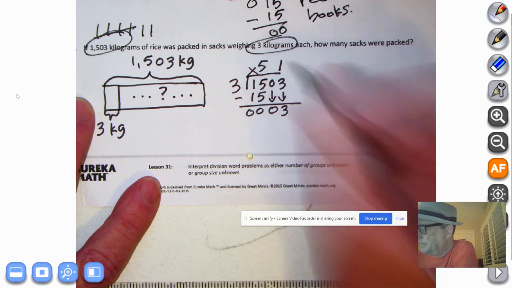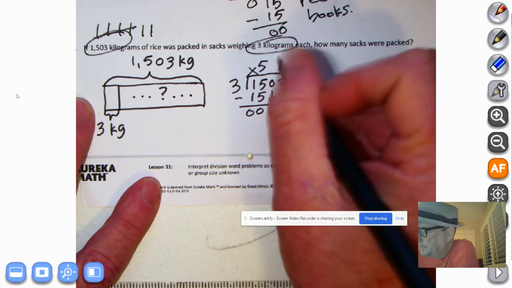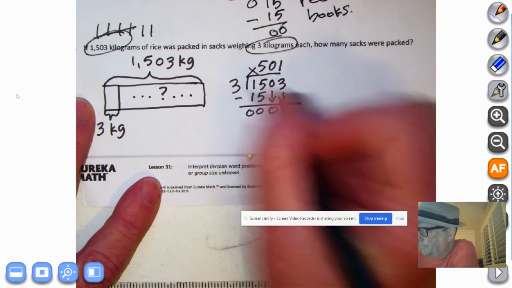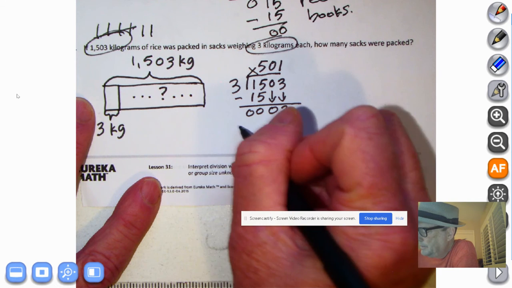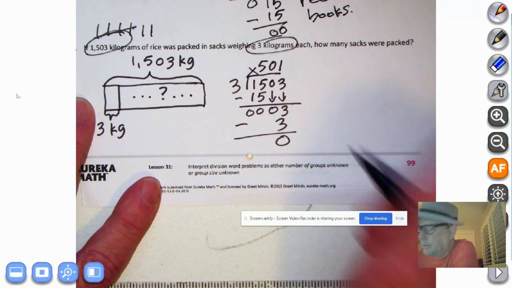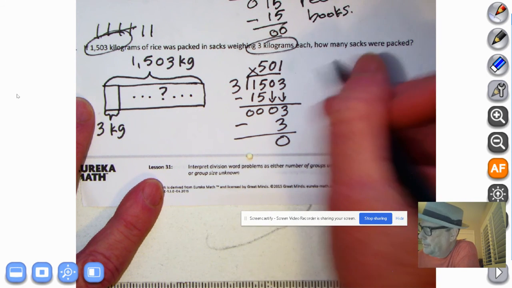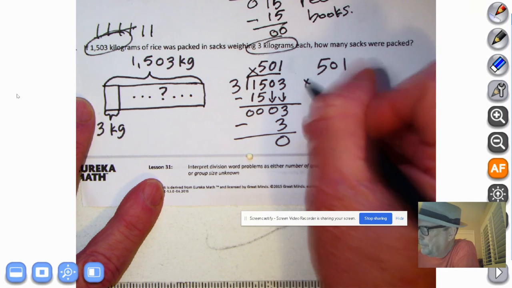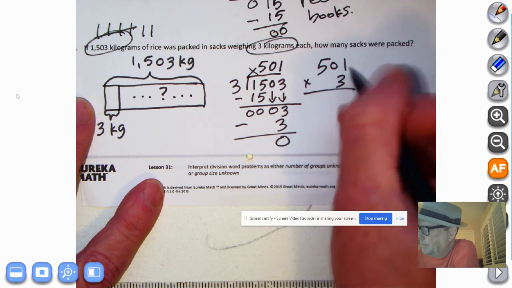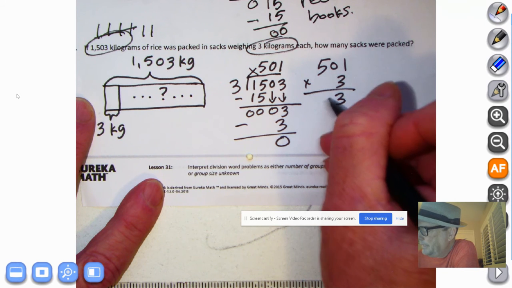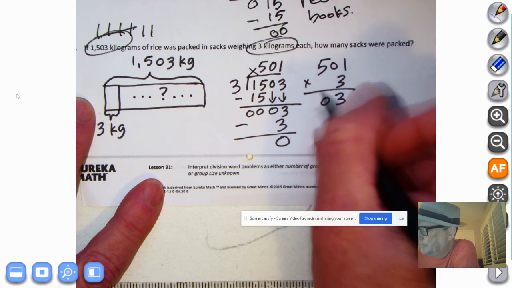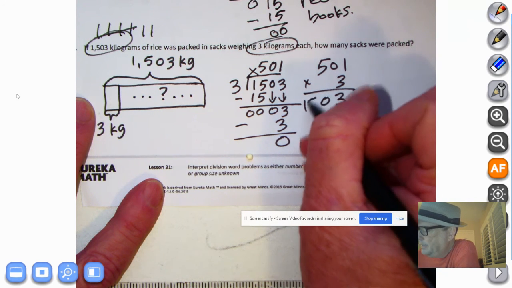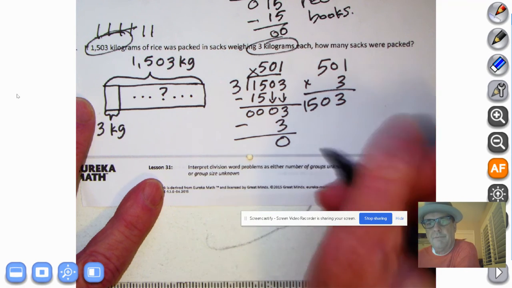All right, so what do we put in this middle here? Danny Barrett would be able to tell us. She would say 0. That's right. 3 times 1 is 3. We subtract the 3, we get a 0. So now we could do the check here. We take the quotient, 501, multiplied by the divisor. 1 times 3 is 3. 0 times 3 is 0. Look at that. 5 times 3, 15. And it equals the dividend of 1,503.